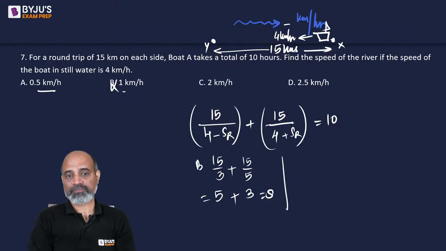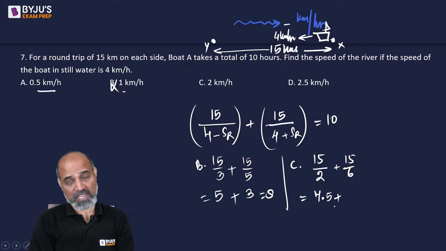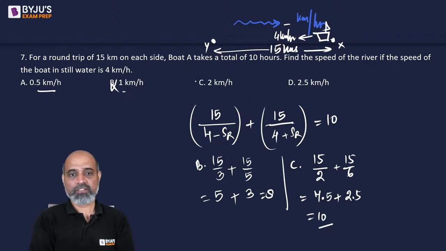Next option C. If I take C, so 15 by 4 minus 2, which is 2, and 15 by 4 plus 2, which is 6. So 15 by 2 is going to give us 7.5 and 15 by 6 is same as saying 5 by 2, which is 2.5, which is going to give us 10. See. Okay?